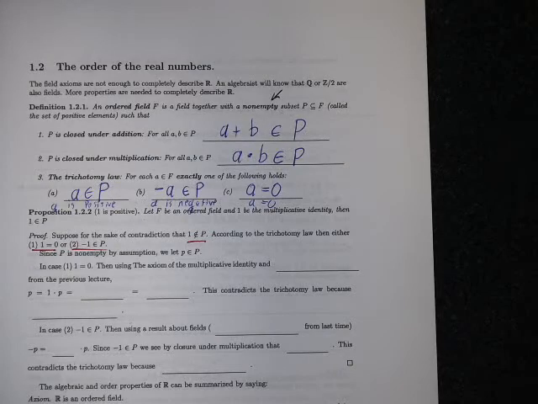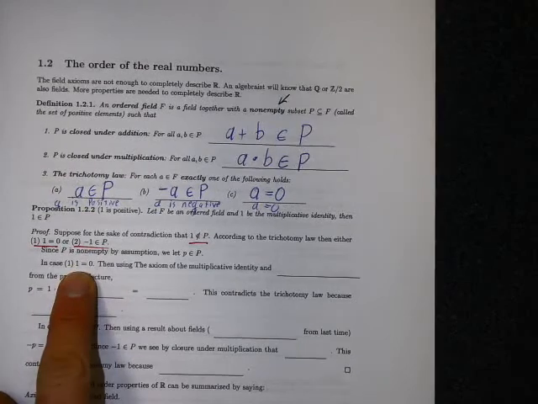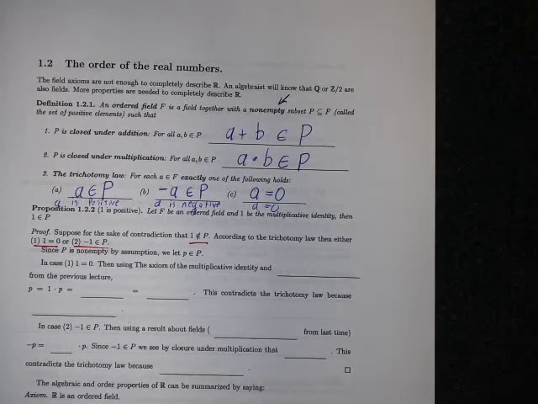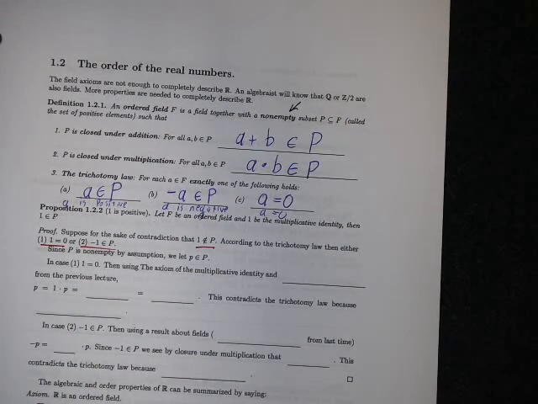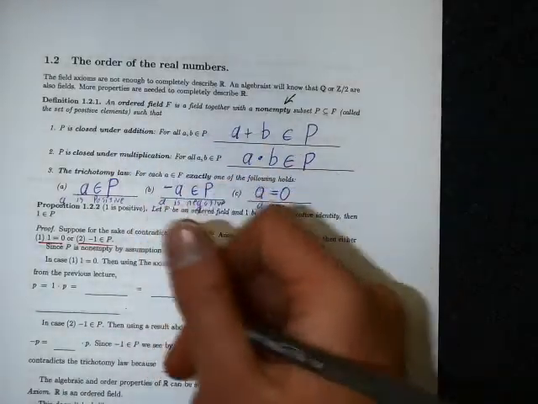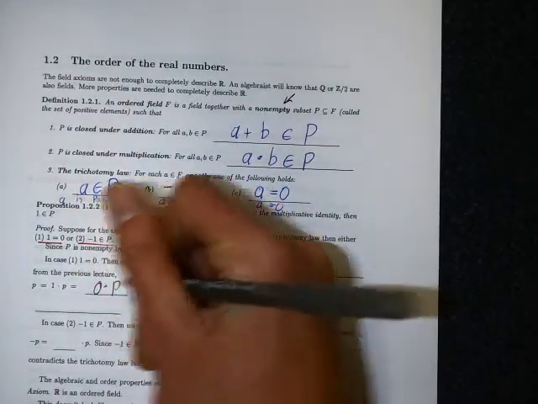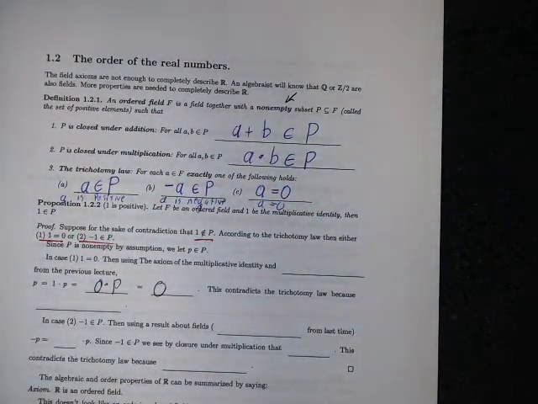So let's just go through one case at a time. In the case that 1 is equal to 0, let's just look through this. So p should always be the same as 1 times p. But if 1 is equal to 0, what is 1 times p the same as? Same as 0 times p. And what's 0 times p the same as? Does this contradict the trichotomy law?